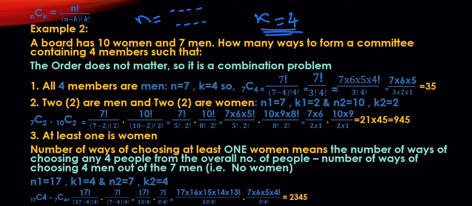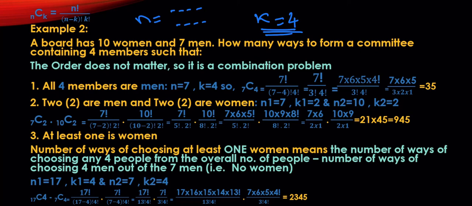So it is a combination problem. The order doesn't matter, so it is a combination problem, because he needs any 4 members. If we're talking about normal people, they could be men or women, because each is a member. Any one of the 17 people is a member. If he's talking about the men, we have to choose from the men. If he's talking about the women, we have to choose from the women.